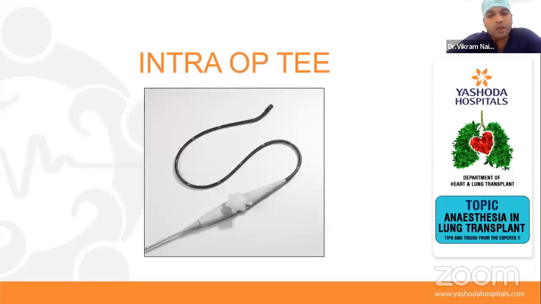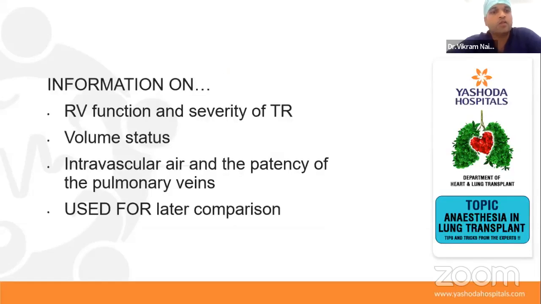So intraoperative TEE plays a vital role during the perioperative management of the patient undergoing the surgery. It can provide necessary information about the RV function, the severity of the tricuspid regurgitation, the volume status of the patient, the presence of any intravascular air or thrombus, and the patency of the pulmonary veins and pulmonary arteries. All this information should be compared in the post-operative phase once the lungs have been implanted. Once the new lungs have been implanted, the change in hemodynamics, the RV function, the volume status of the patient, and the patency of the pulmonary vein should be compared.